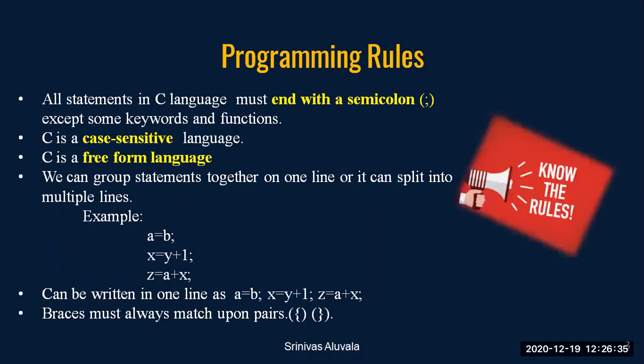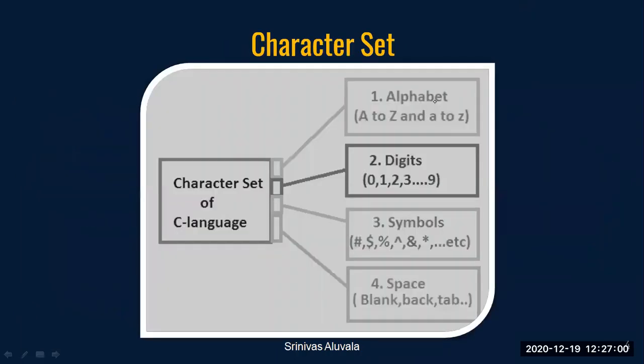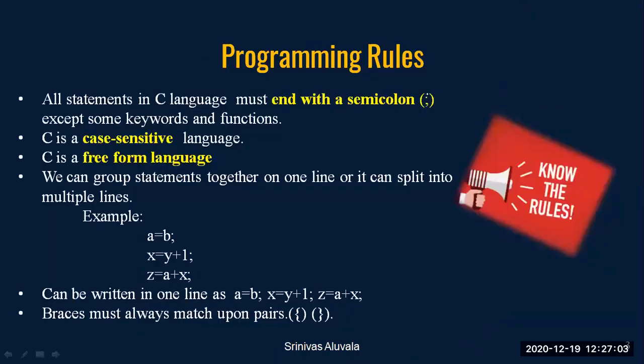And coming to the programming rules of C, as we know, C is a programming language which comes with some constructs and constants. All the statements of the C programming language need to end with a semicolon. As I already showed you what happens if I miss a semicolon. All statements need to end with a semicolon, except some keywords and functions.